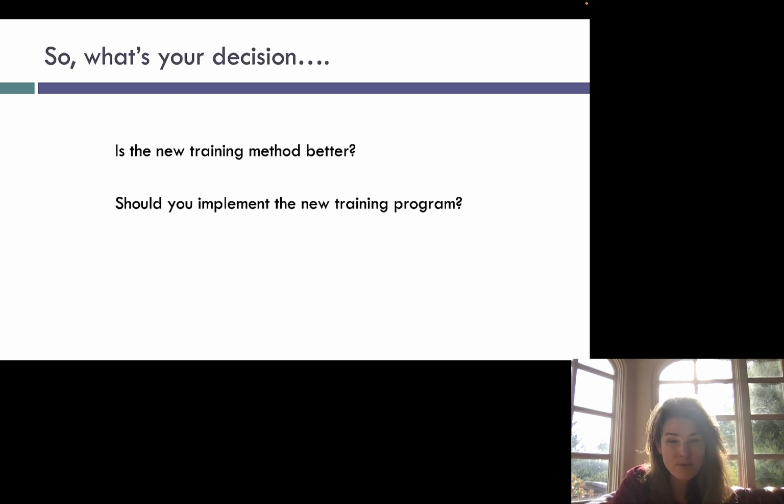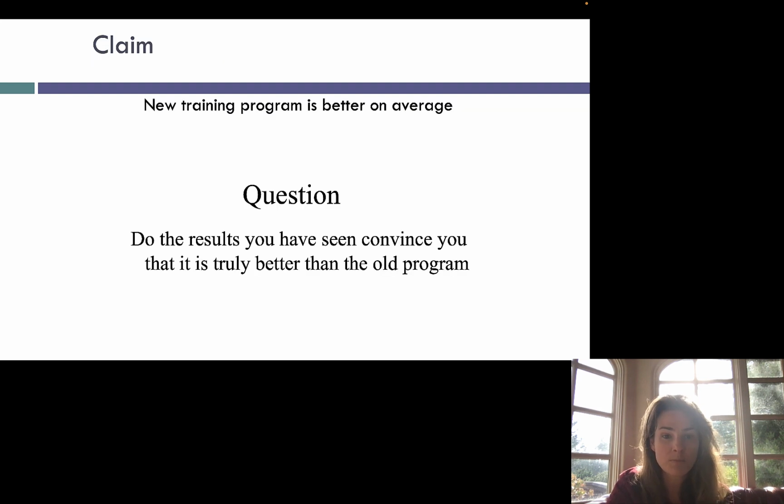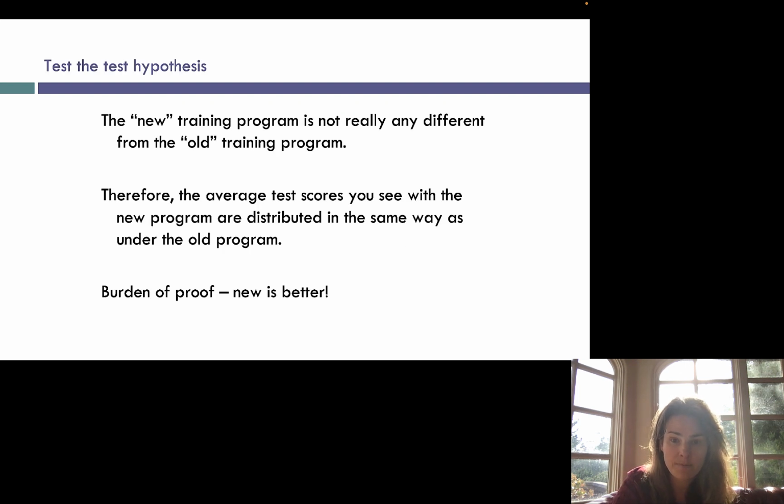So then we're going to try to make a decision. This is the tough part, right? That data-driven decision. Is the new training method better? And should you implement the new training program? We're going to be essentially evaluating the claim that the new training program is better on average. Are some students going to perform better? Are some students going to do worse? Of course. But what we really want to see is, are things doing better on average? To see if things are truly better than the old program.